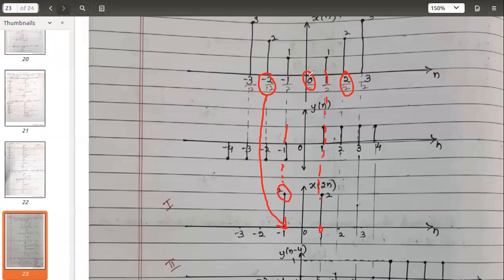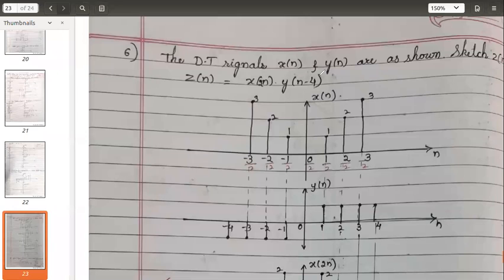Then what is the amplitude here at 0? No amplitude is given, so I will not draw anything here. Put 0 only. At 2 by 2, the amplitude is 2, so let me draw it the same. At 1, the amplitude is 2. This is the scaled version of x of n. Okay, simple.